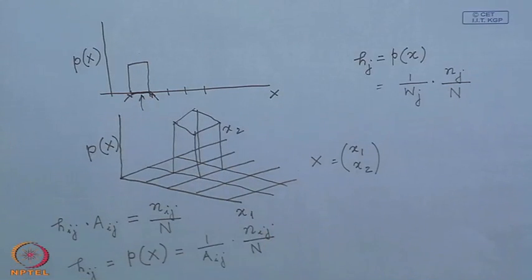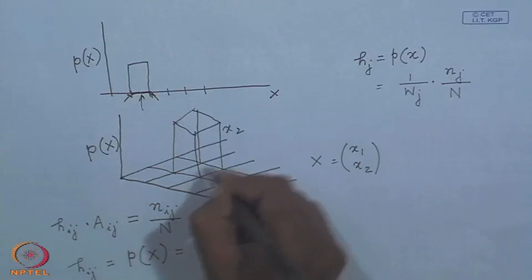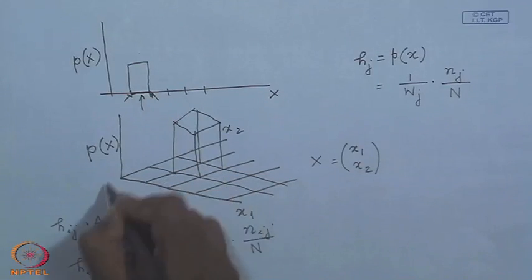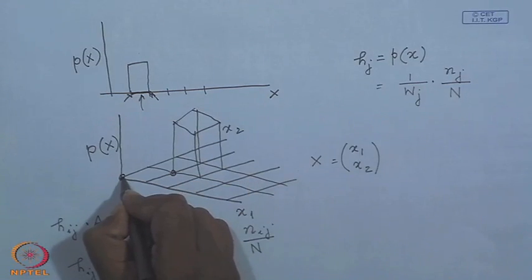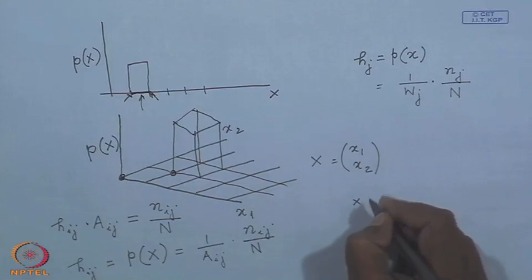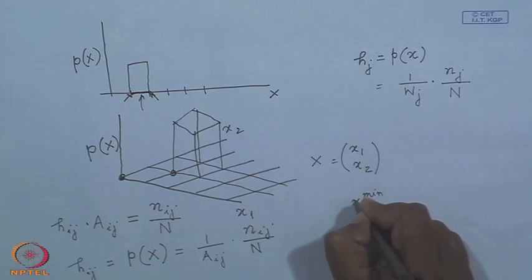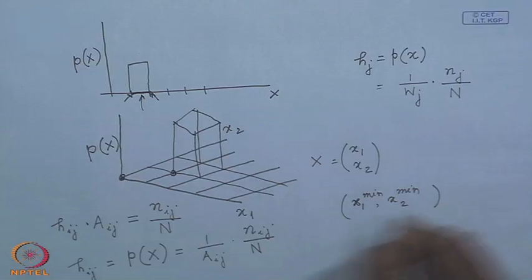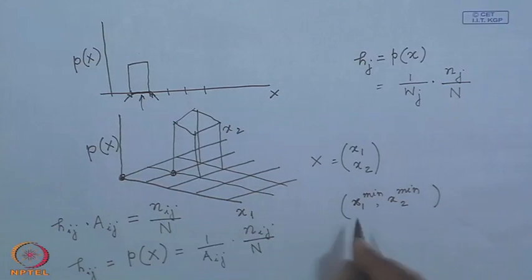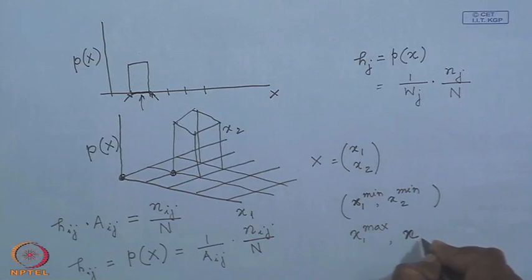You come to the 2-dimensional case. Every point here also I have, say for example, this bin: this will be the min point, this will be the max point. This min point has coordinates x1 min and x2 min. This is the coordinate of this point, and the coordinate of this point is x1 max and x2 max.